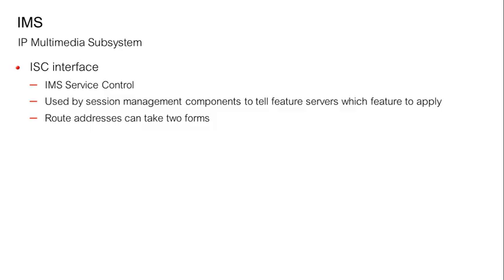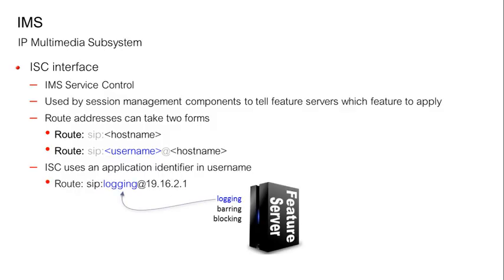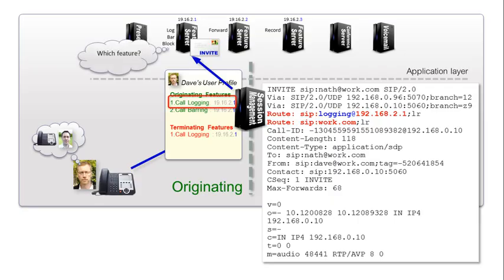You'll remember that route addresses can take one of two forms, just SIP and the hostname or IP address, or SIP plus a username and the hostname or IP address. Now, the ISC interface simply uses an application identifier in the username part of the route header. So, to apply call logging, the session manager includes the call logging feature's identity in the username part of the route header. Then, receiving the invite and seeing an application identifier in the username, the feature server knows to apply the call logger feature to the call.